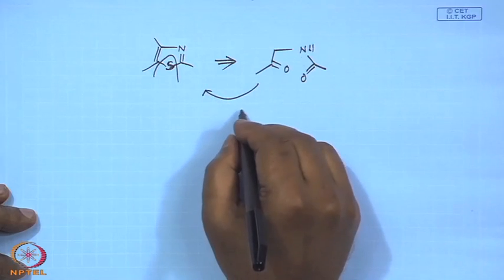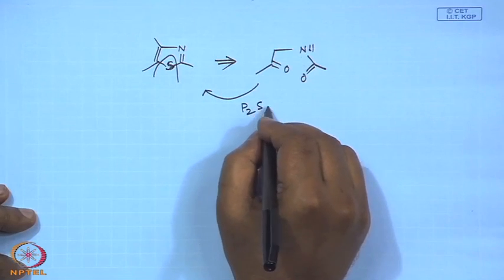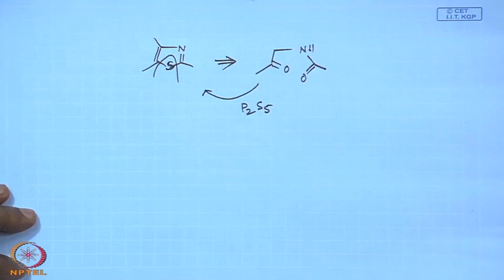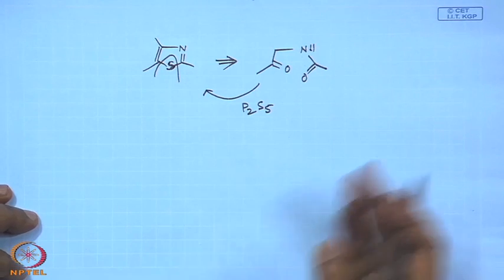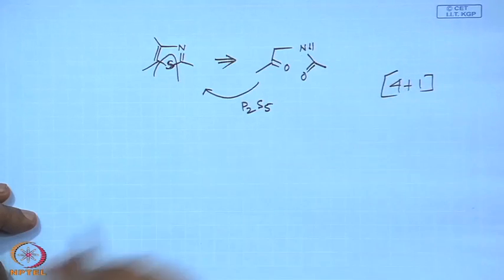What should be the reagent? The reagent would be P2S5, or people write P4S10. Okay, so that means, and then if the situation demands, you can use Lawesson's reagent. But I have not come across it like this. So this is basically the 4 plus 1 mode, right?